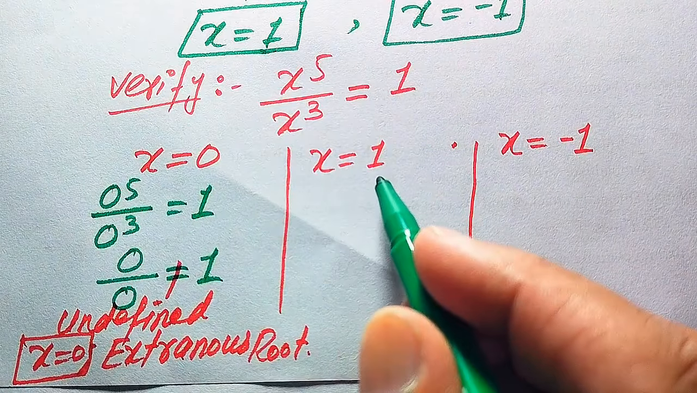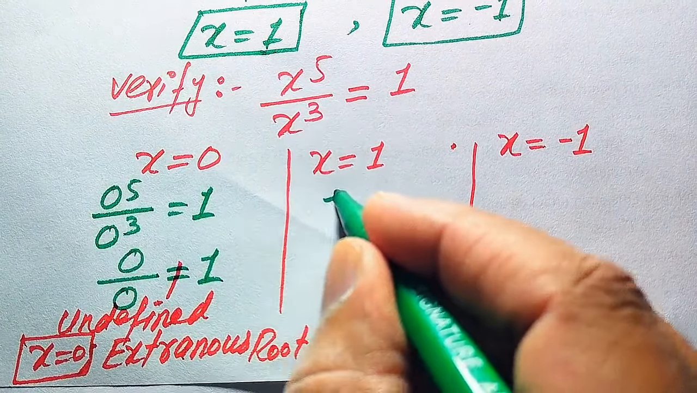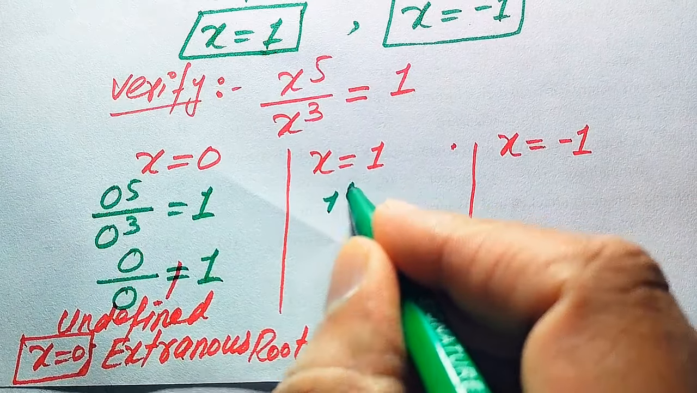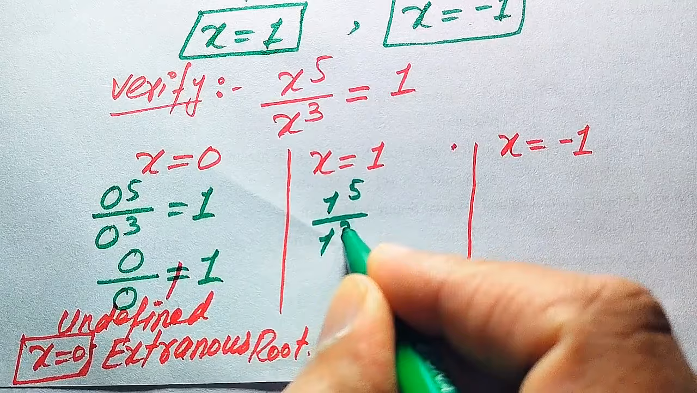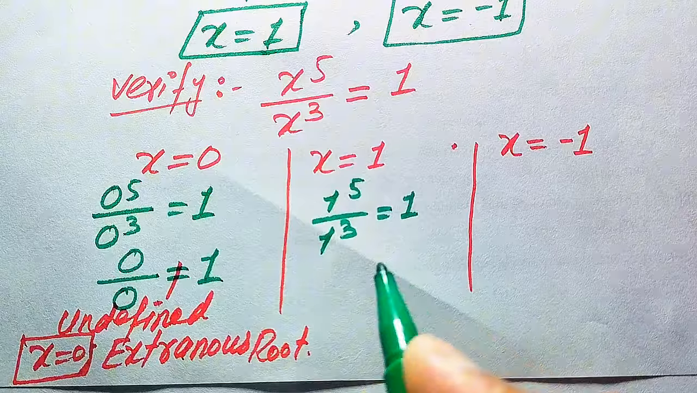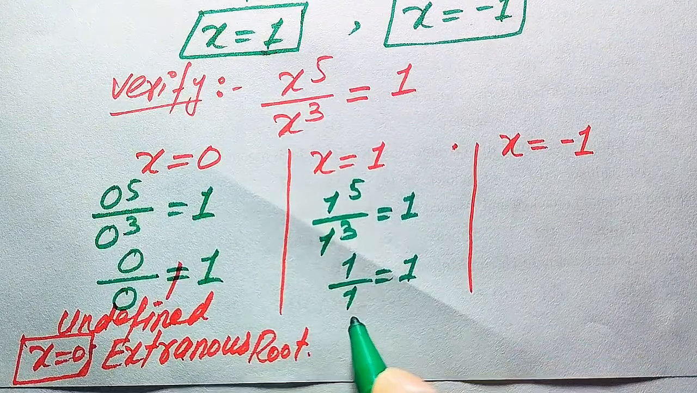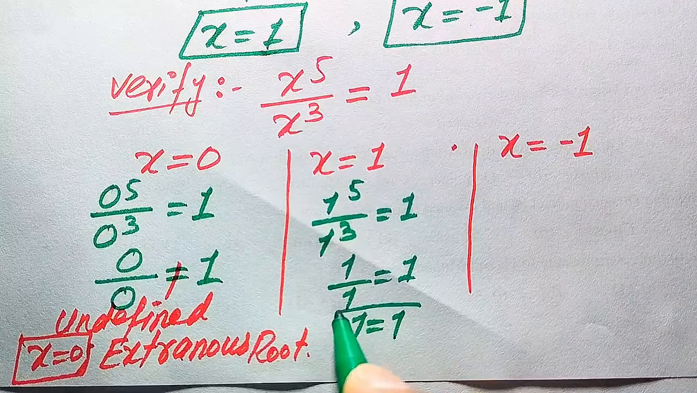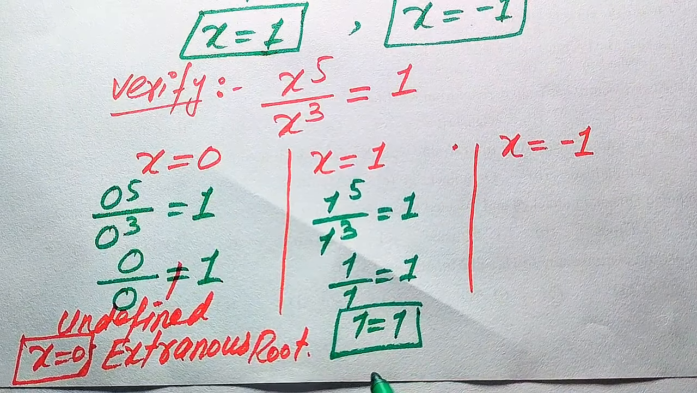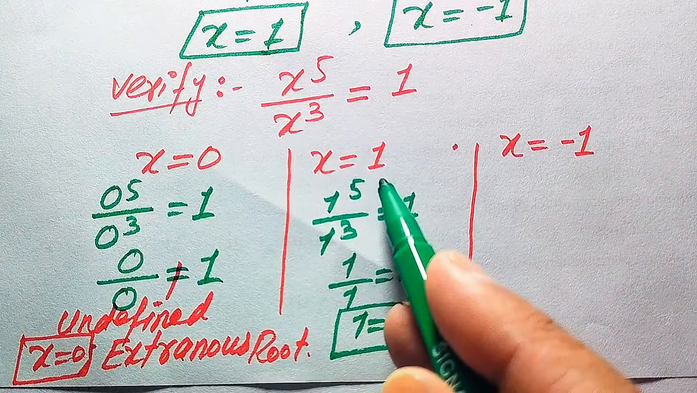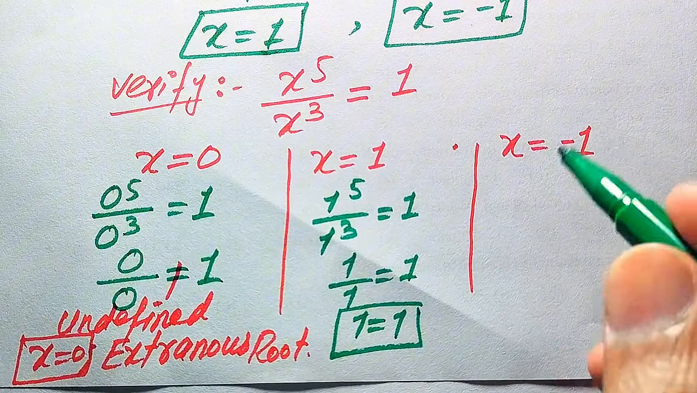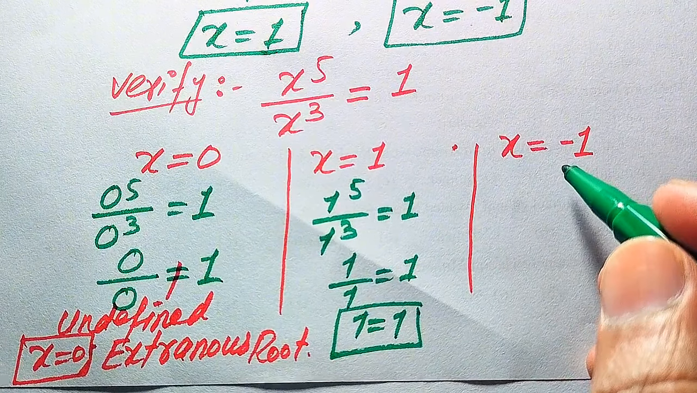So here we have x equals 1, we put it here, it becomes 1 to the power of 5 divided by 1 cubed equals 1. We know that 1 to the power of 5 becomes 1, so 1 over 1 equals 1, and we get 1 equals 1. So this shows that both of the sides are equal when we take x equals 1. And now in the same pattern we move towards x equals minus 1.